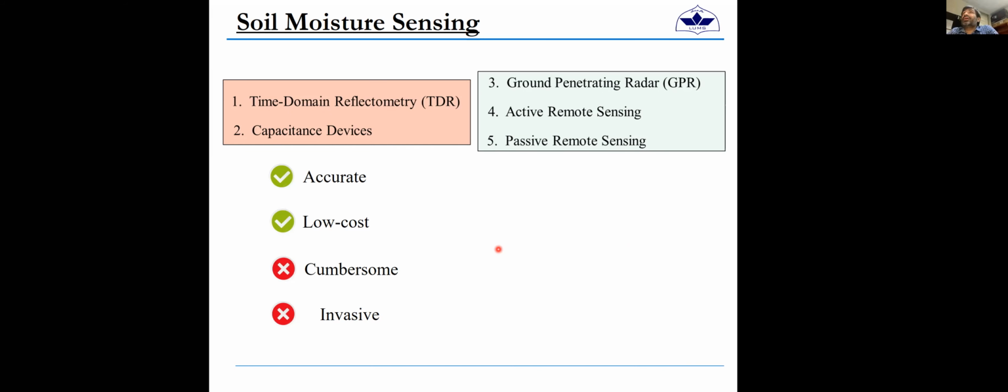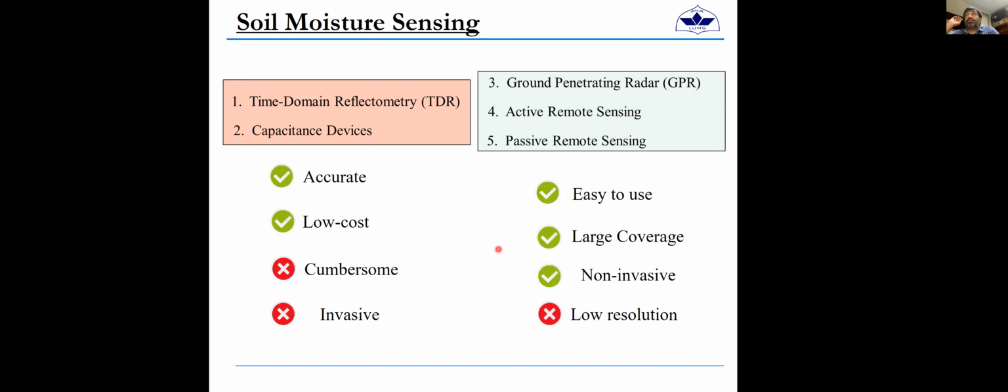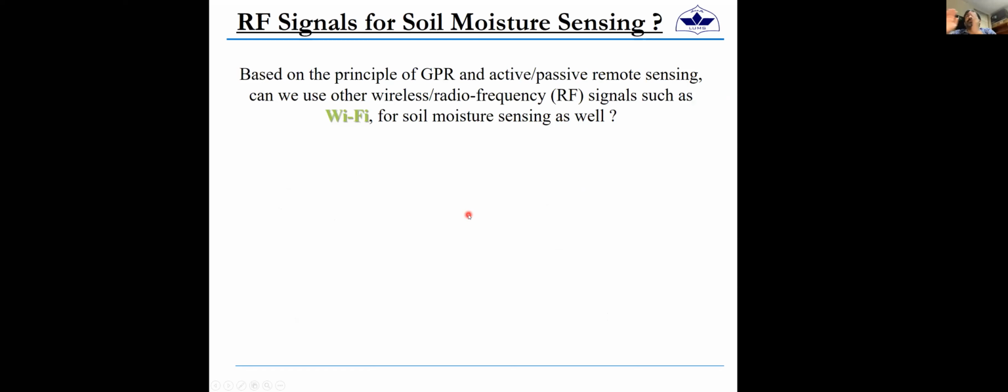On your right hand side, you have three methods which are easy to use, can provide you large coverage, and are non-invasive, but their resolution is very low. So the non-invasive property is very appealing to us. Based on these things, we started with the idea. Let's use this principle of electromagnetic wave transmission into the soil and then reflection from the soil surface, and then observe its properties. Why put in special equipment, for example, like GPR or satellite or drone?